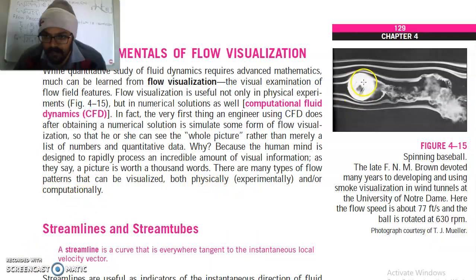So this is a spinning ball in the wind tunnel at the University of Notre Dame. Here the flow speed is about 77 feet per second and the ball is rotated at 630 rpm.